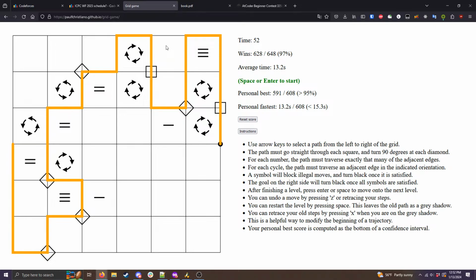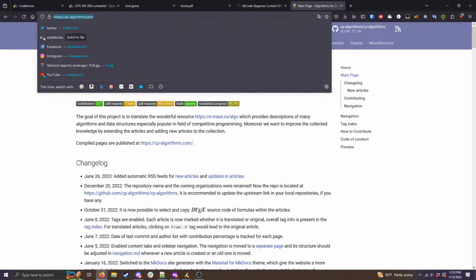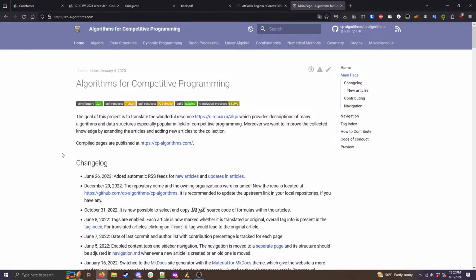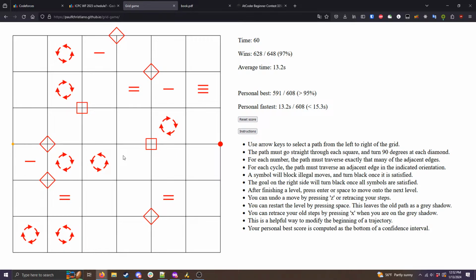Scarlett S says, good to see you, by the way. CP Algorithms is a good resource, and I'll link that again. I think I've linked it already. But some of the implementations are slow, and I agree with both those sentiments. It's a good resource, but you might need to change out the implementations because some of them won't be super fast.